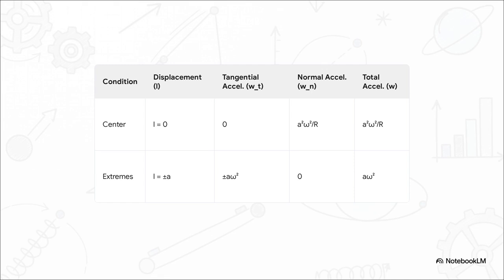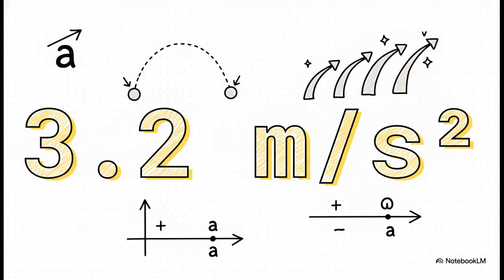At the ends of the path, it's the total opposite. The particle stops for a split second, so its speed is 0, which means the normal acceleration is 0. But that's where it's changing direction the most, so its tangential acceleration is at a maximum. It's this perfect trade-off. So, let's plug in the numbers.